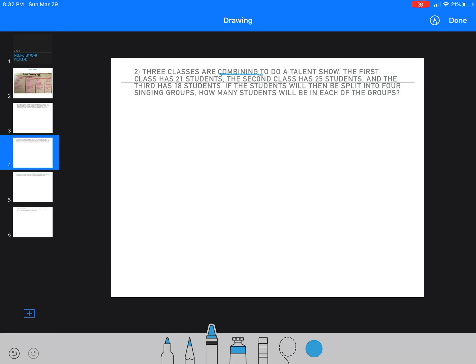I also see the buzzword "split into 4 groups." When I'm splitting something into groups, that means I'm dividing. So I know that I have 2 different operations that I'm going to be performing here. So I know that this is in fact a multi-step word problem. So let's get busy solving this problem utilizing those buzzwords in order to find our answer.